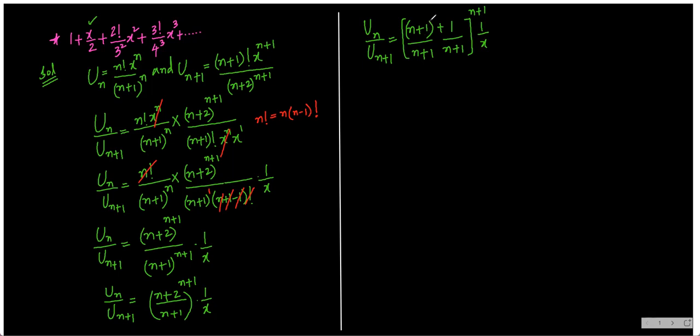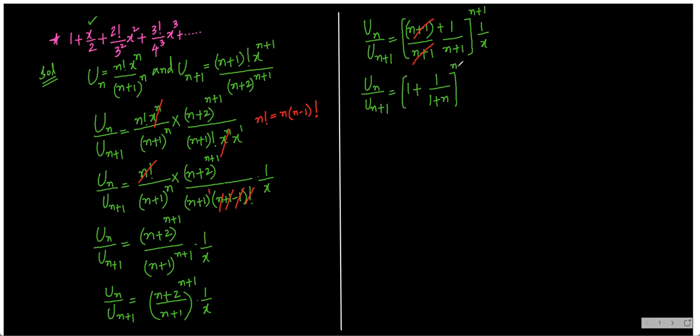This n plus 1 will cancel out. Sir, can we take 1 by x outside? No, I'm not taking 1 by x outside. After this step, I'm taking it. Yes, before applying the limit, we have to take it. But let me write this simplified form here.